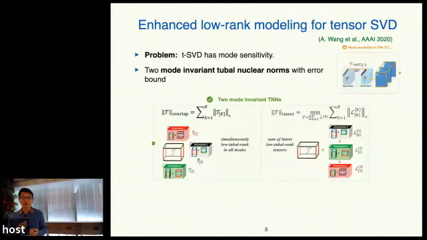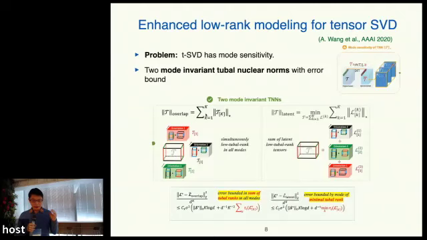One is the overlapped nuclear norm, which is a summation of low rank along each mode. Each one is under the TSVD nuclear norm. So we assume that each mode is low rank under the frequency domain, then we do the summation. By minimizing this overlapped nuclear norm, we can encourage the data to have a low rank structure along all the modes.